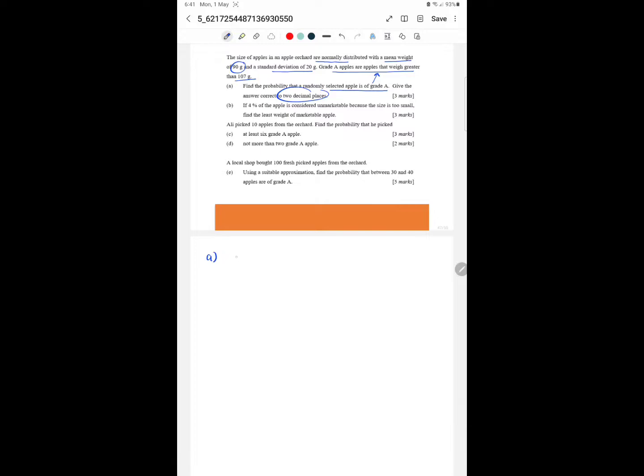Now, to write the normal distribution, X is normally distributed, mean is given 90, and then standard deviation, so make sure this will be like 20 squared, because this is actually the variance. Variance. So first one is X more than 107. So we are going to, first step, standardize. Right, how to standardize? So write Z more than 107 minus mean 90 over standard deviation.